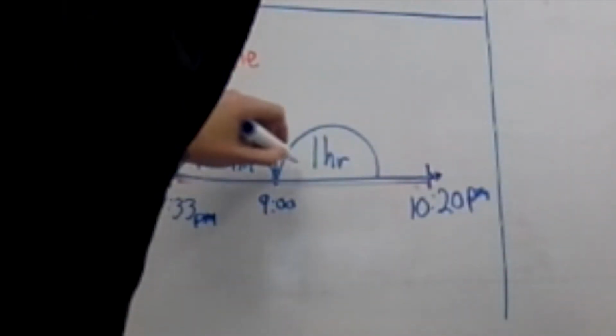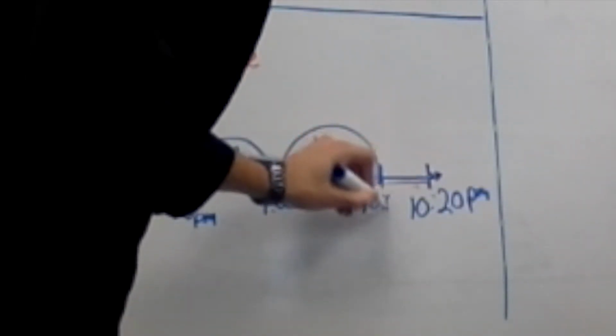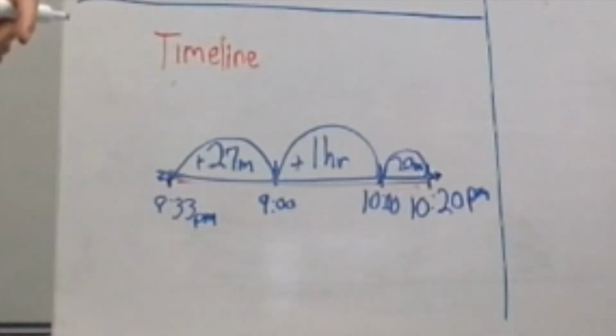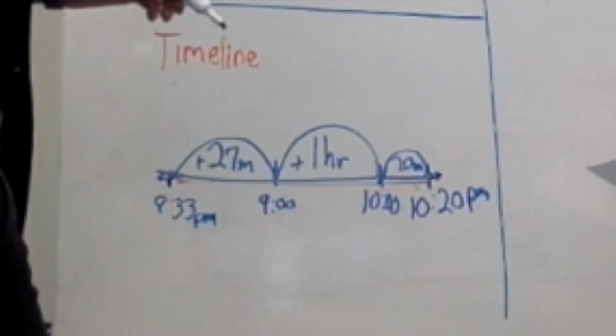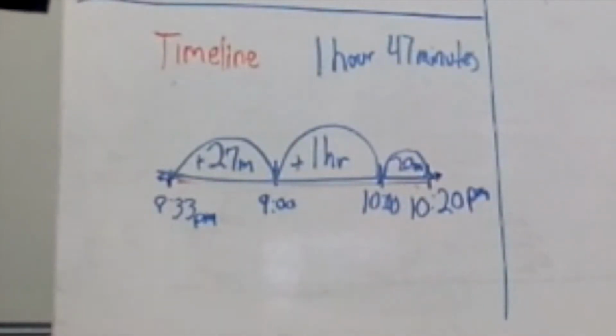So we have plus 27, plus 1 hour, and that got us to what time? 10 o'clock p.m. And then I added 20 minutes, which led me to my end time, 10:20 p.m. Perfect. So we have 27 minutes, 1 hour, and 20 minutes. And what was that all together? 1 hour and 47 minutes altogether. That was awesome. You did great. Great job explaining. So, who else can share a different way that they did it?